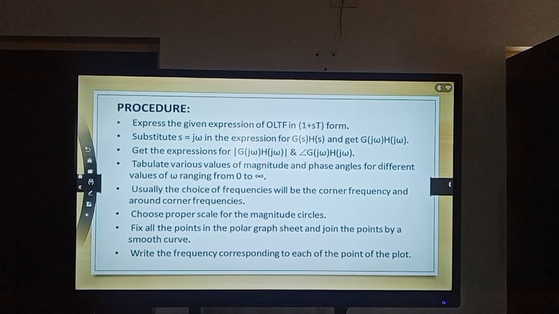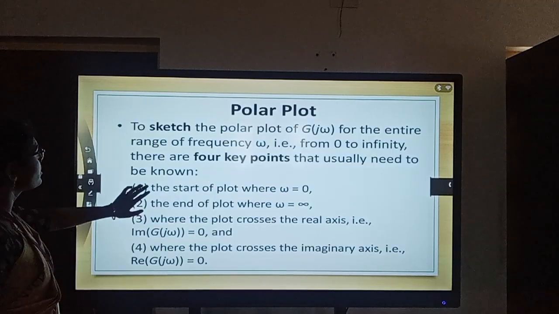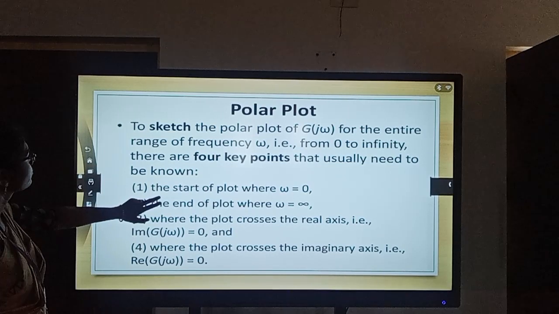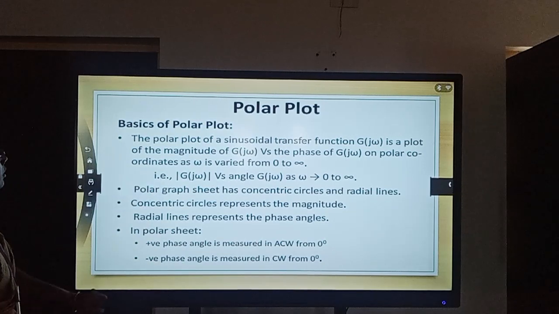With respect to omega, what is the magnitude? With respect to omega, what is the phase angle? After plotting that, we join the points with a line. That plot is said to be the polar plot. The frequency where the plot crosses the 0 dB level is the gain crossover frequency. Where the line crosses minus 180 degrees, it is the phase crossover frequency. Okay. So that is the basics of the polar plot. The polar plot is the plot of a sinusoidal transfer function.